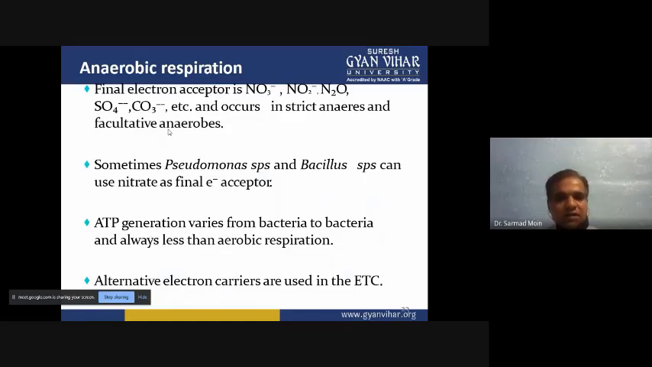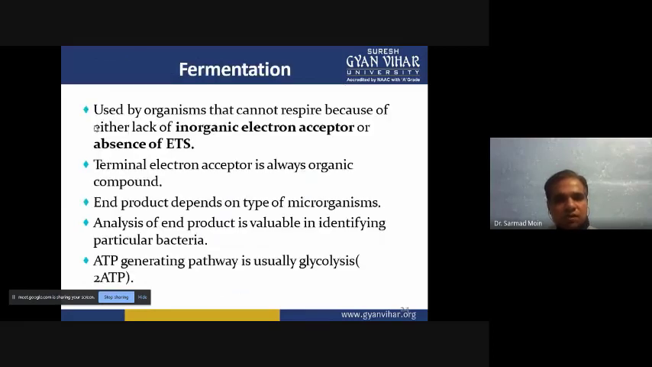Alternative electron carriers are used in the electron transport chain. That's why the electron acceptor will be some other molecule, not oxygen. Okay. Then an example of anaerobic reaction is fermentation. In fermentation, the anaerobic reaction happens and doesn't require any oxygen molecule, because ultimately the electron carrier molecule is not oxygen. So this reaction can complete without oxygen.